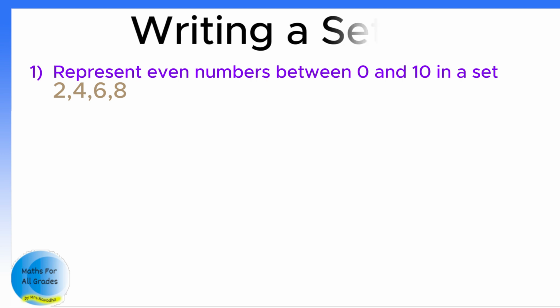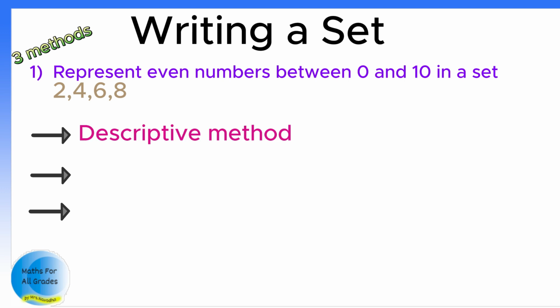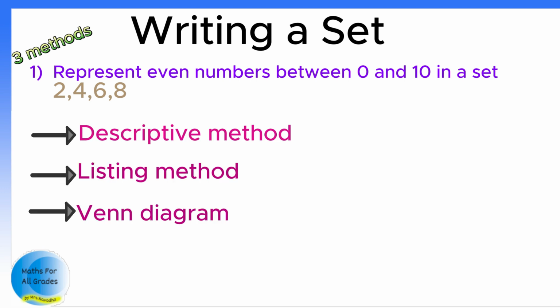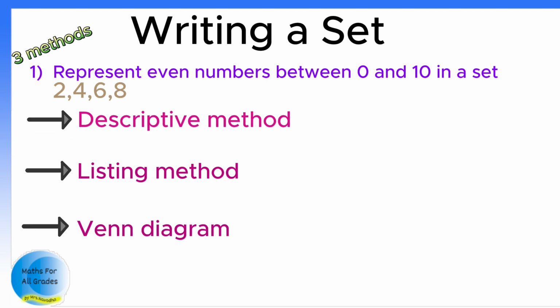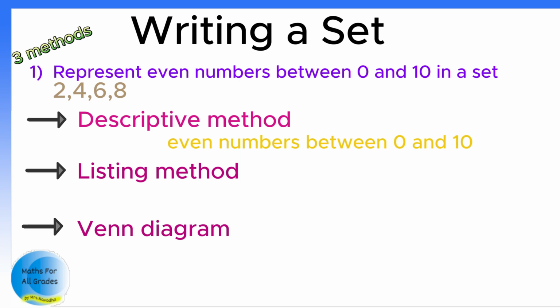Okay, let's discuss writing a set. There are three methods to write a set. They are descriptive method, listing method and Venn diagram. I'll use the same example to explain these three methods. In the descriptive method, we write a statement describing the set. We have to write it within curly brackets and then name it using a capital letter. So how are you going to read this one? A is a set of even numbers between 0 and 10.